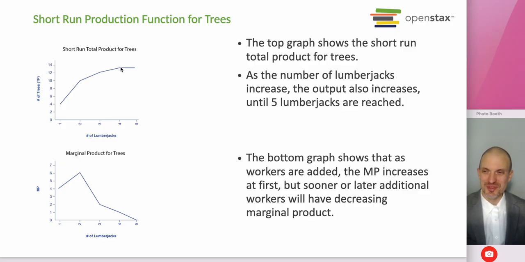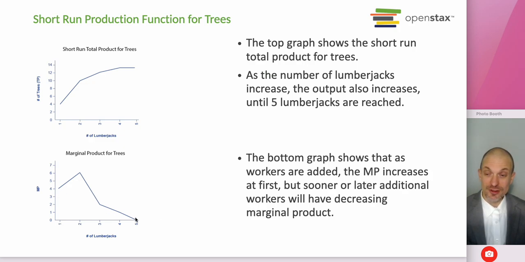Although I dispute this. I bet if we ran teams, we could probably get a much steeper incline here. This is tailing off before I would set it to tail off. Fine, whatever. But going from 4 to 5 doesn't really help too much because you don't need 3 people taking a break with 2 people working. The bottom graph shows that as more workers are added, marginal product increases at first, but then decreases.